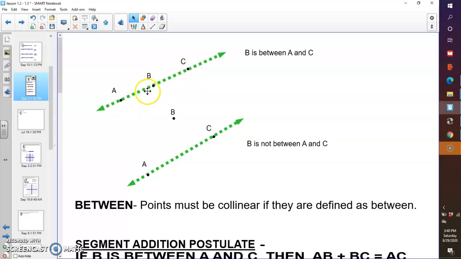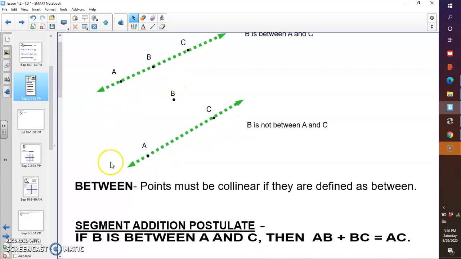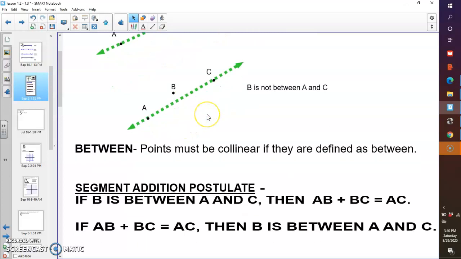That I can say. I cannot say it is midway. It is at the midway point. That has to be told to me, and we'll learn about that a little bit later. Right now, all I can say is B is between A and C. Now, obviously, this B is off the line. If you're off the line, you can't be between. And even if I were closer to the line, if I move this over, I'm still not between. I've got to actually be on the line to be between. Okay? And that leads us to our first postulate.